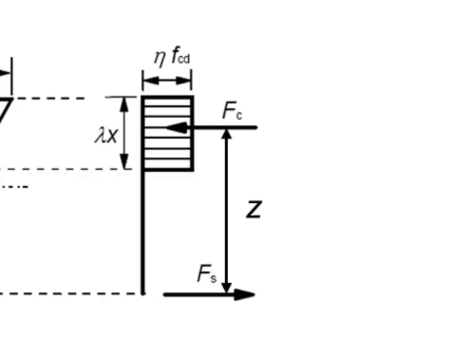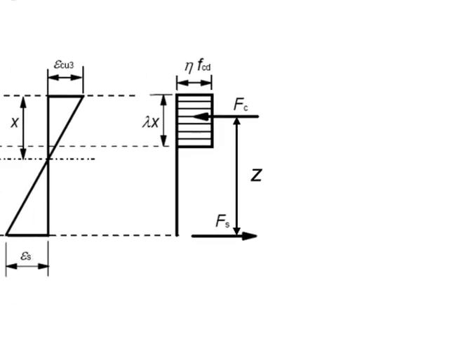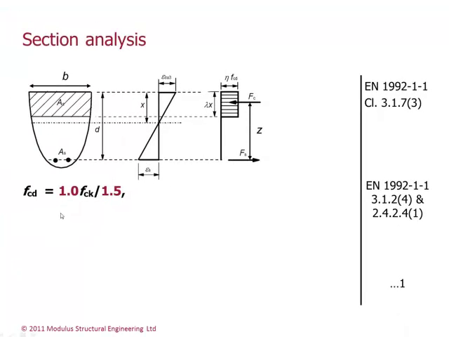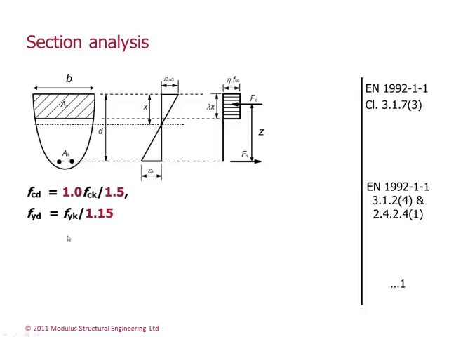Now eta can be taken as 1 for the lower strengths of concrete which we're going to design for. So fcd equals 1.0 times fck over 1.5, and 1.0 is the value for alpha cc. You may find in some countries it's taken as a lower value. Then fyd, the steel's design strength, is fyk over 1.15.